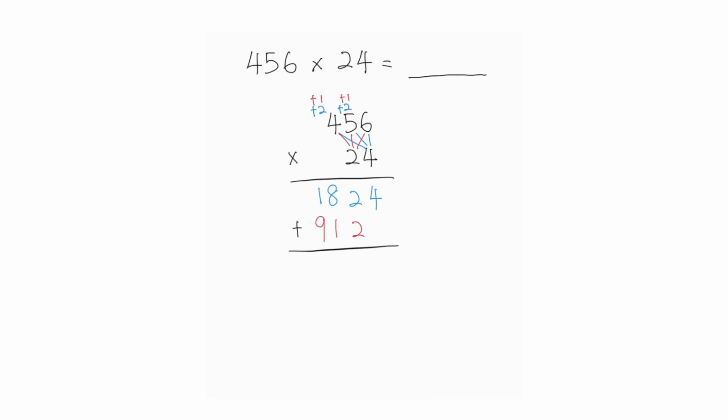4 plus 0 is 4. 2 plus 2 is 4. 8 plus 1 is 9. 1 plus 9 is 10. Answer is 10,944.